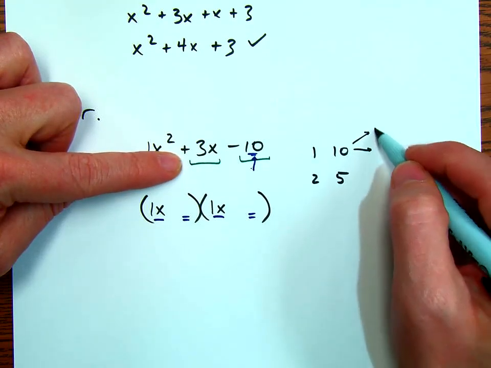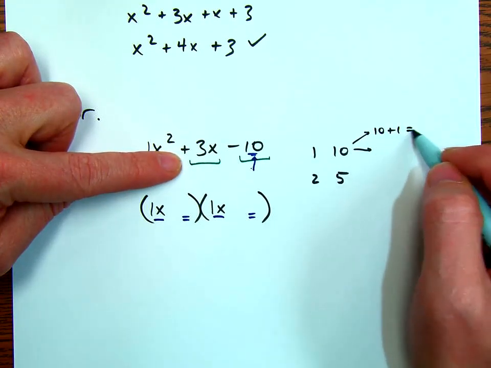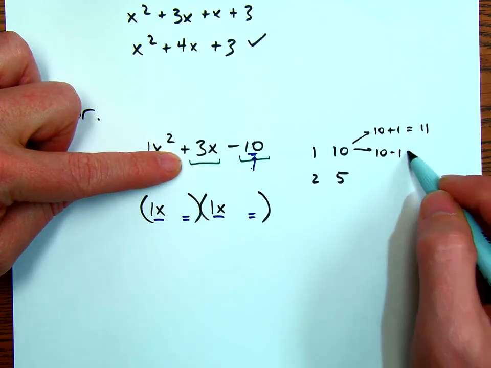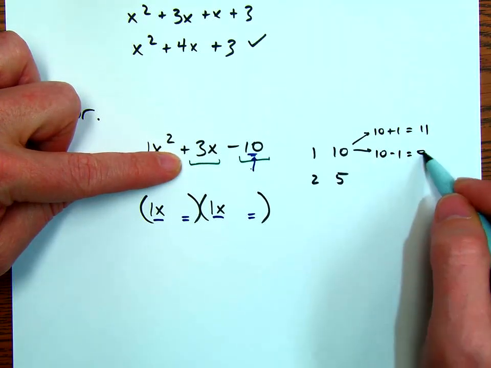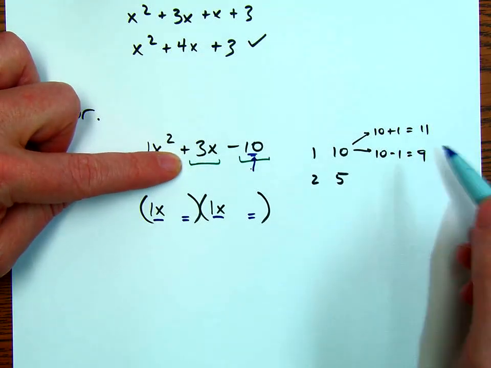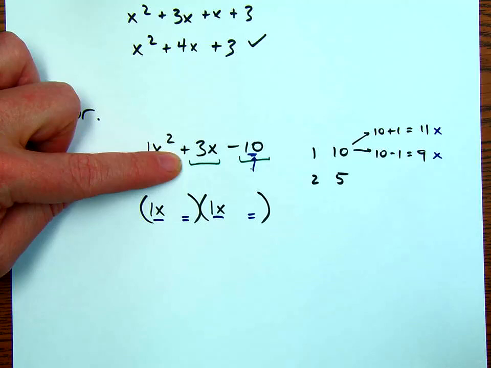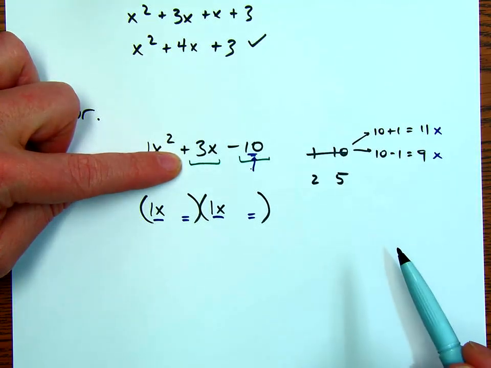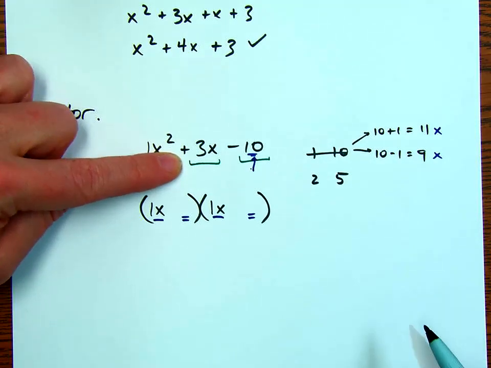So we can say that if we were adding these two together, that would make 11, and if we were subtracting to find the difference between them, that would be 9. Now we're looking for them to either add or subtract to 3. So neither of these are going to work. Since there's no way that these two multiples can add or subtract to 3, it can't be that set.